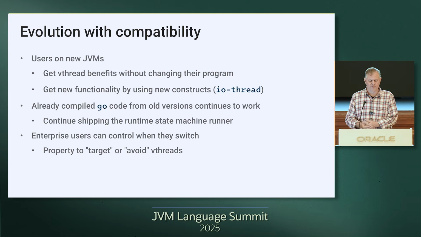So we did add a property that allows you to target vthreads, in which case you say, I really want to use this. And if you compile code like that and you try to run it on a runtime without it, it will say, I can't do that anymore. You told me you wanted to target vthreads, and they're not here. But you can also say avoid. That means you should continue compiling the old way for now, and the emitted code is basically the same as it was in that case.